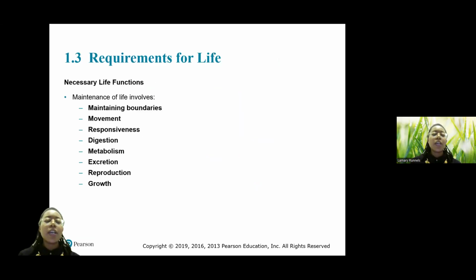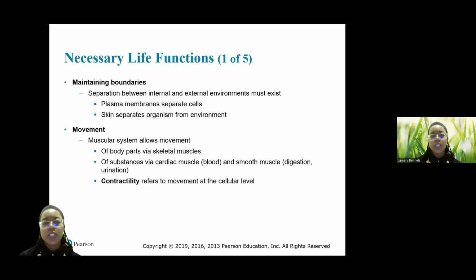There are some necessary life functions. In order for organisms to survive, they have to maintain boundaries, they need to move, they need to be responsive, and they need to be able to digest their food products. They have to go through metabolism, excretion, reproduction, and growth. With maintaining boundaries, you're separating your internal and external environments, and you have to be able to coexist as well as maintain a homeostatic range within your own environment, the organism's own body system.